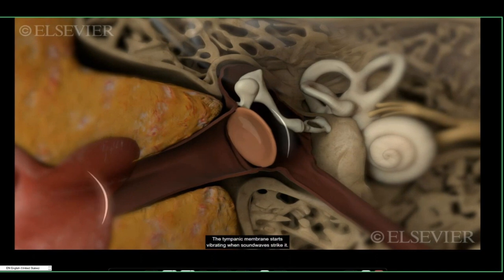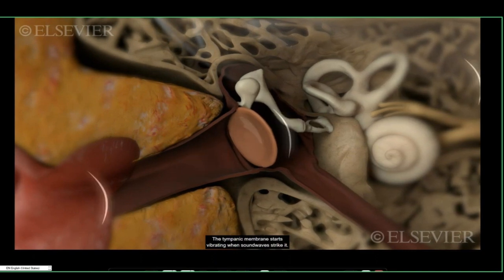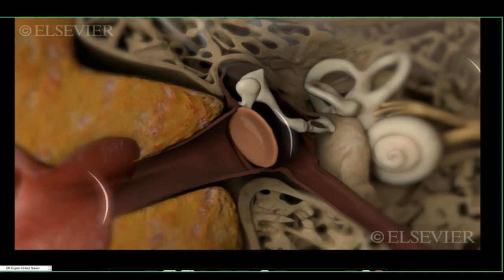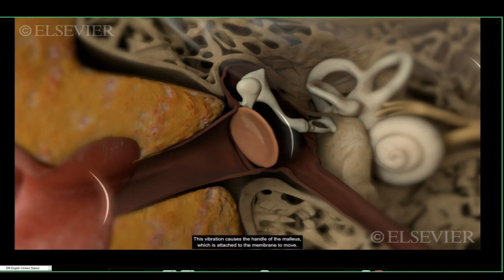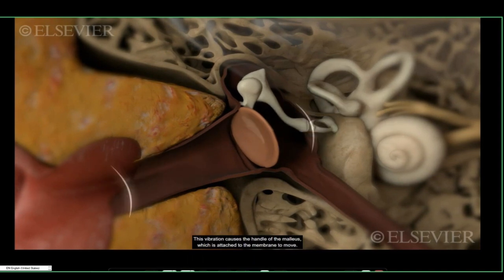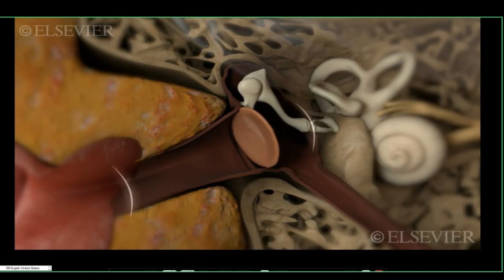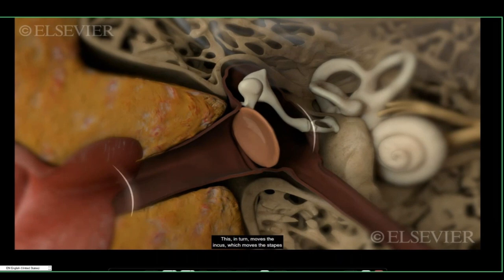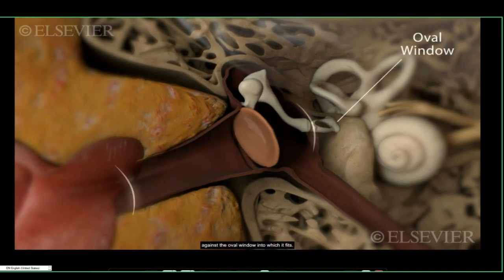The tympanic membrane starts vibrating when sound waves strike it. This vibration causes the handle of the malleus, which is attached to the membrane, to move. This, in turn, moves the incus, which moves the stapes against the oval window into which it fits.